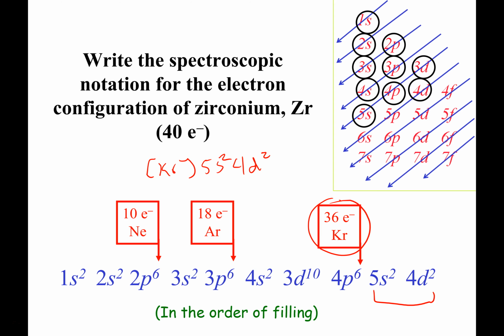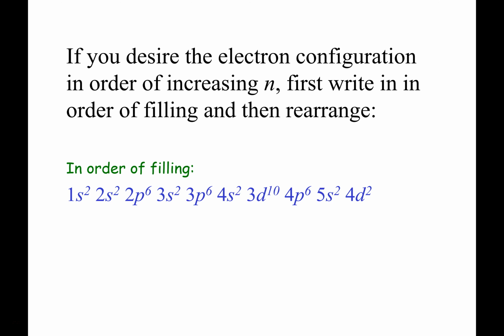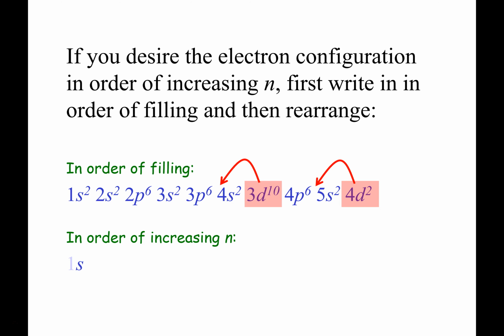There are times when you would want to rearrange them. So this is what we came up with. This is how those 40 electrons around the zirconium atom are configured. If we want to do increasing n, I'm going to move the whole 4s subshell this way, and the 5s subshell this way, along with its electrons. So we could rewrite it in order of increasing n, and it would look like this. Should I write that down? Okay, I'll say it.